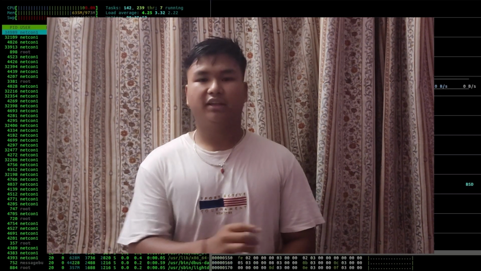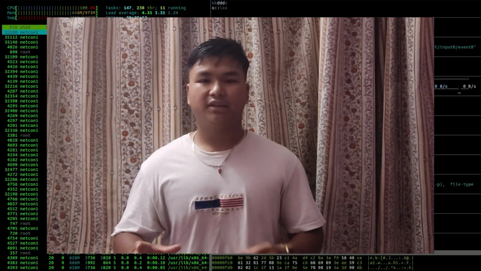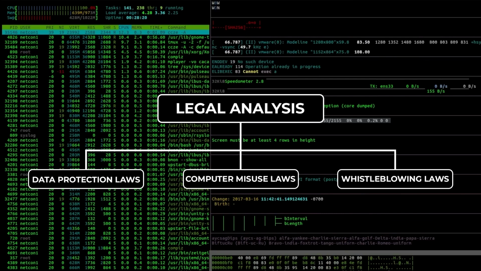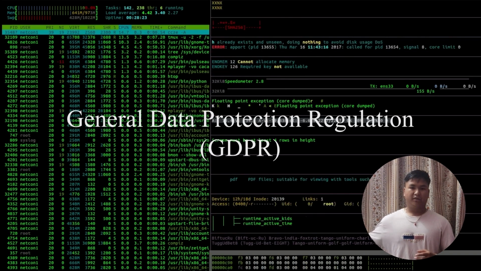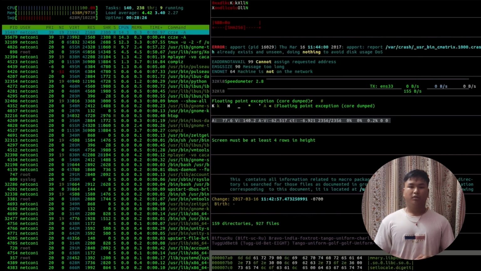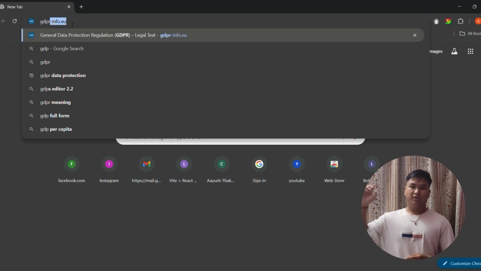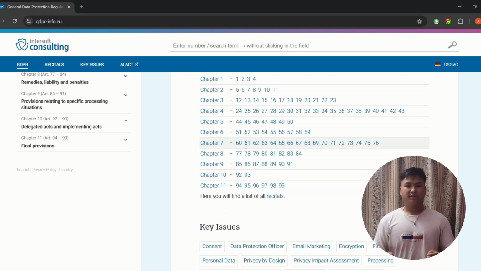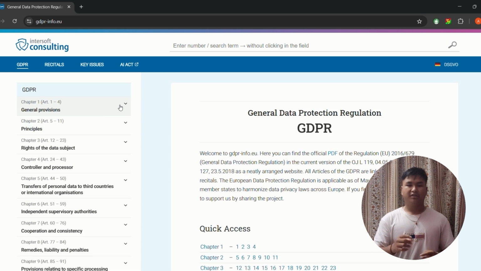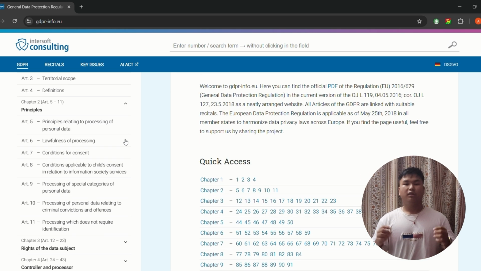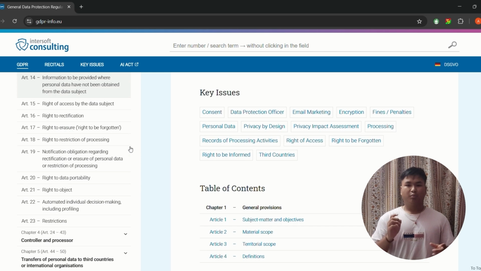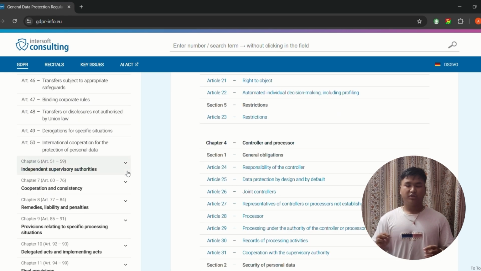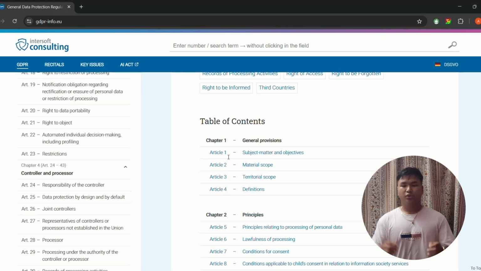First, let's go through the legal analysis of this case. To understand this, we must first understand the laws. First, GDPR in Europe, the Data Protection Law of Europe. You can find more details of this law on the gdpr-info.eu website. Basically, what this law says is that a company cannot share its customers' information publicly, or it must have proper permission to share the information. In this case, the employee shared the information of a customer with a third party. So this is basically illegal.